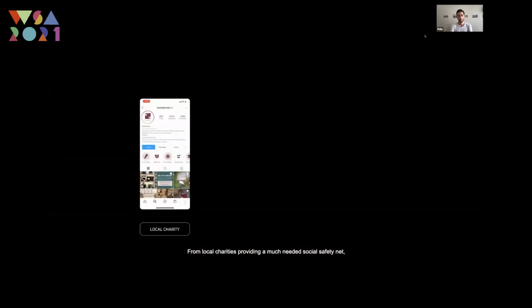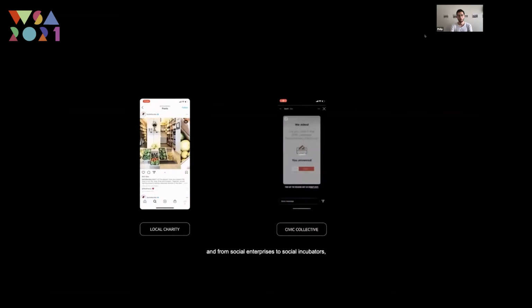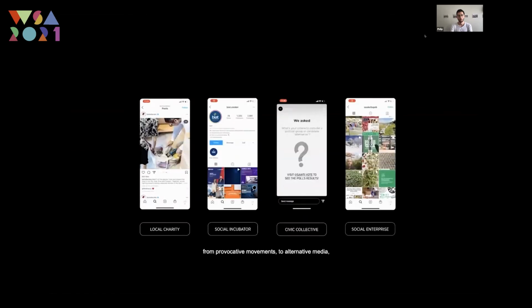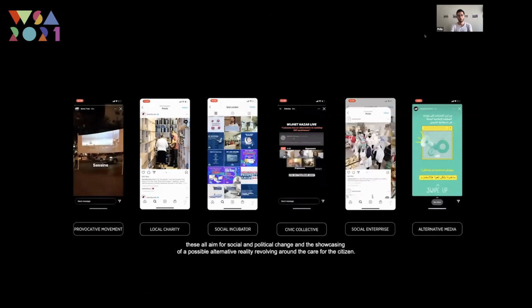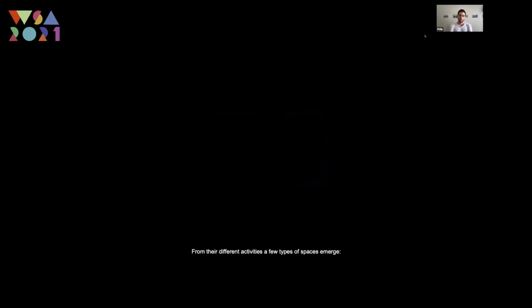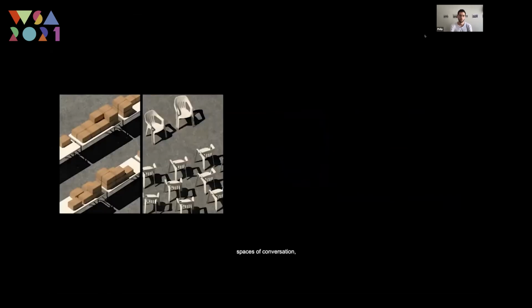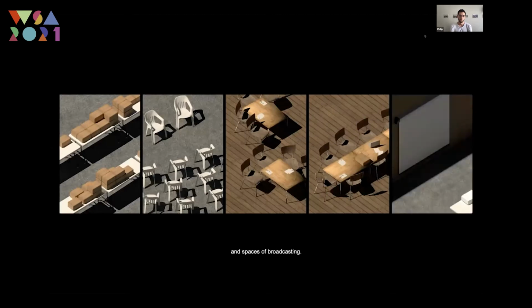From local charities providing a much needed social safety net, to civic collectives introducing public debates, and from social enterprises to social incubators, from provocative movements to alternative media, these all aim for social and political change and the showcasing of a possible alternative reality revolving around the care for the citizen. From their different activities, a few types of spaces emerge: spaces of distribution, spaces of conversation, spaces of education, spaces of organization, and spaces of broadcasting. These spaces allow the actors to both reach out to the community and organize themselves, and become crucial to improve the well-being of the population.